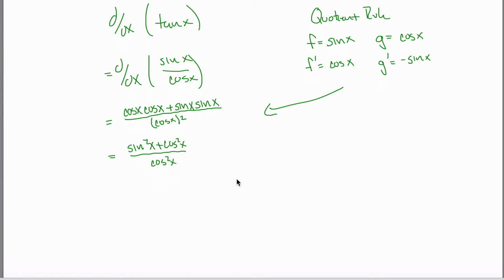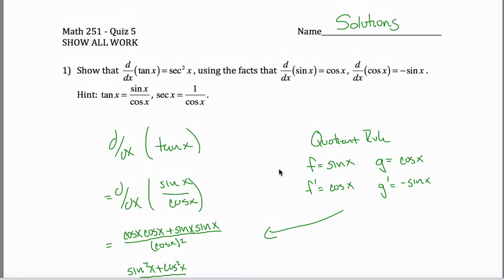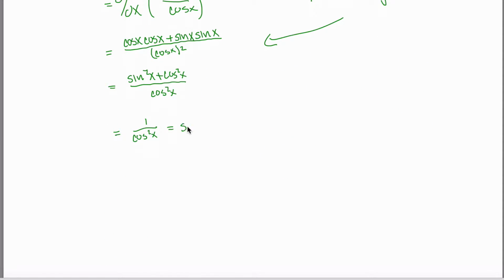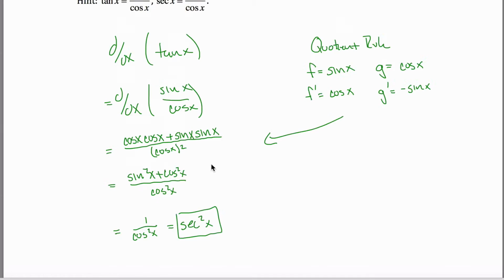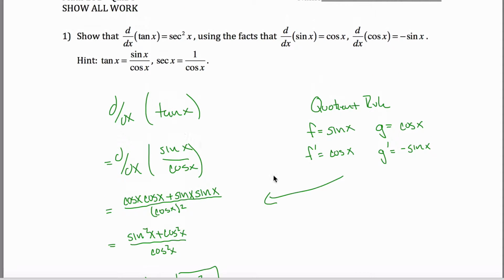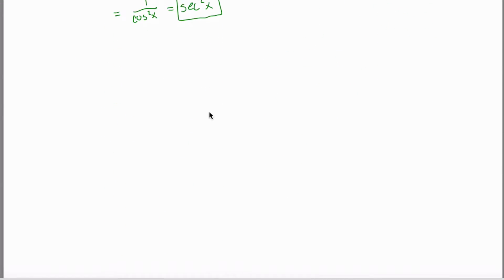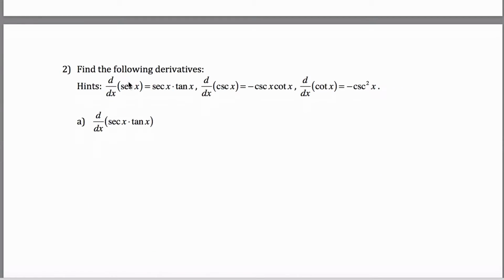So one way you could simplify this is you could use your Pythagorean identity in the numerator and say, wait, sine squared plus cosine squared for any angle is just 1. So I got 1 over cosine squared x, which is the same because 1 over cosine is secant. Secant squared is 1 squared over cosine squared. So I get that this is equal to secant squared x, which is what I was trying to prove from the get-go. And now that I have that fact, I guess I can move on and solve some derivatives.